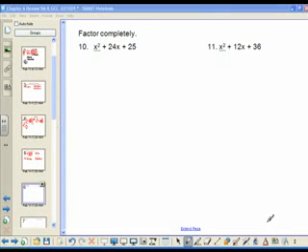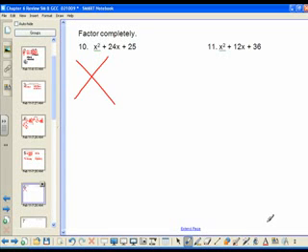Right, guys, now look at this. We do this. 1 times 25 is a positive 25, and we have a positive 24, which means both terms have to be positive. If they were both negative, the middle term would be negative. Remember, a positive here means both are positive, both are negative. But if the middle term is positive, that means both terms are positive. And the factors of 25 are either 1 and 25 or 5 and 5.